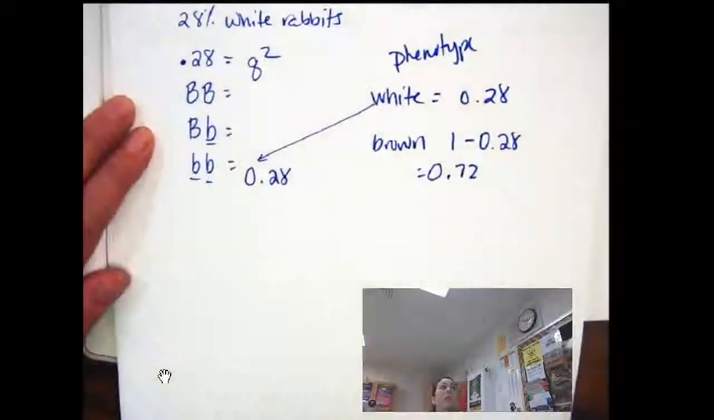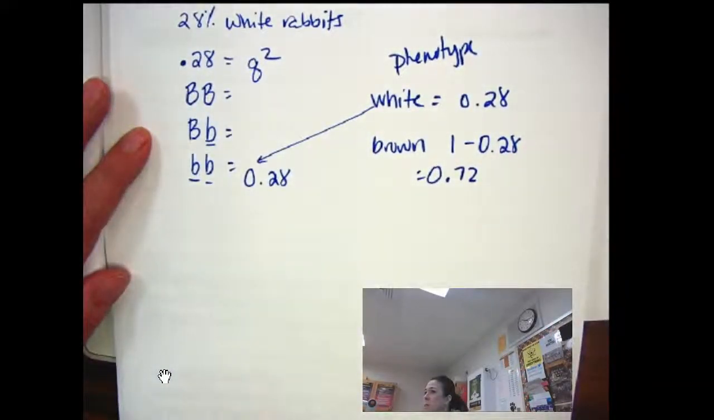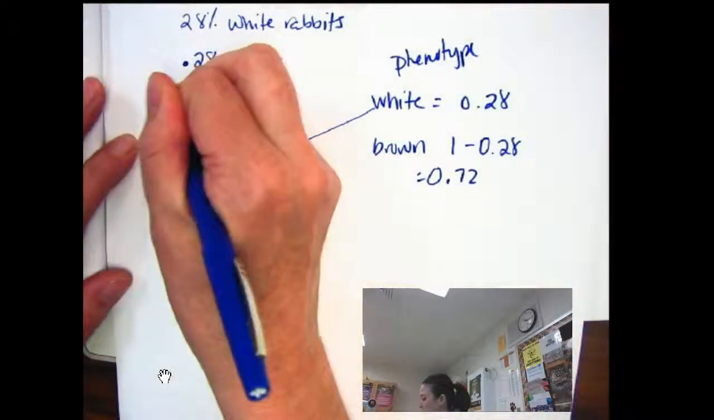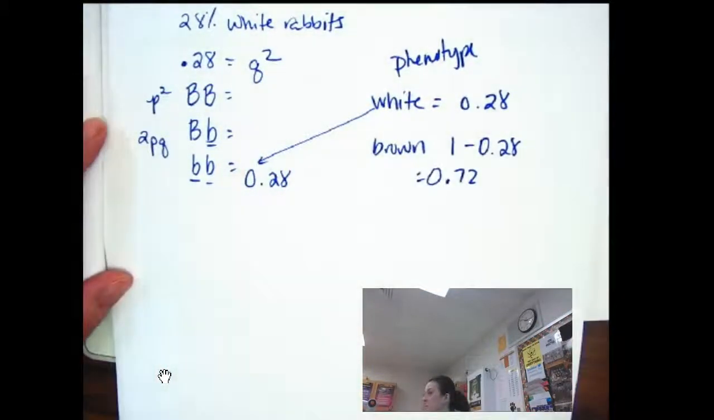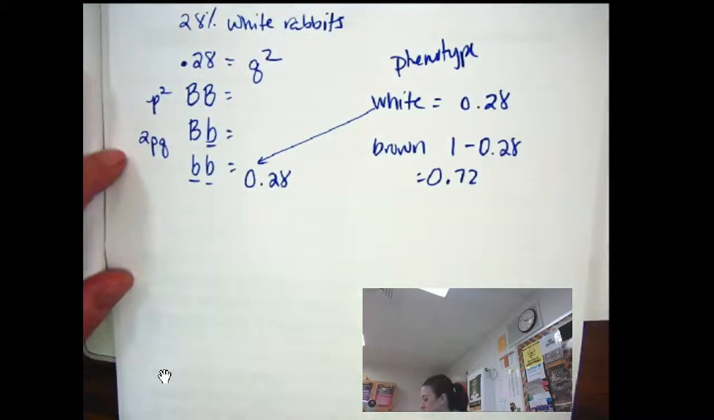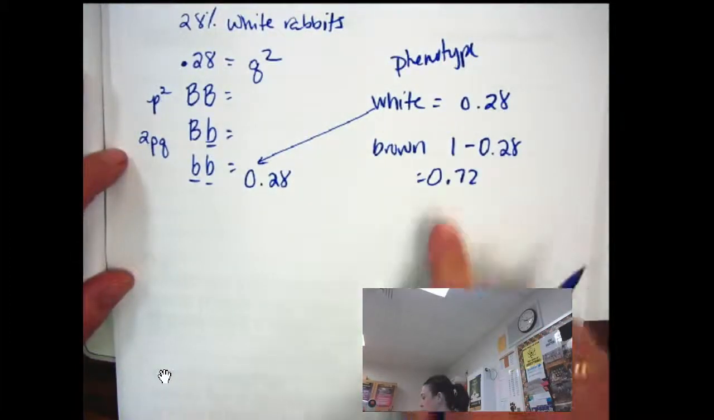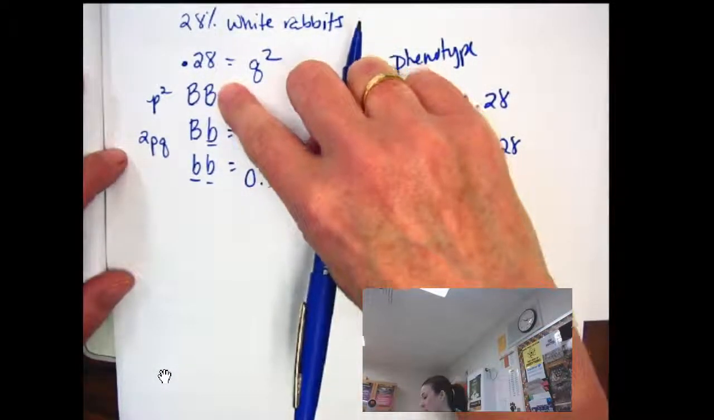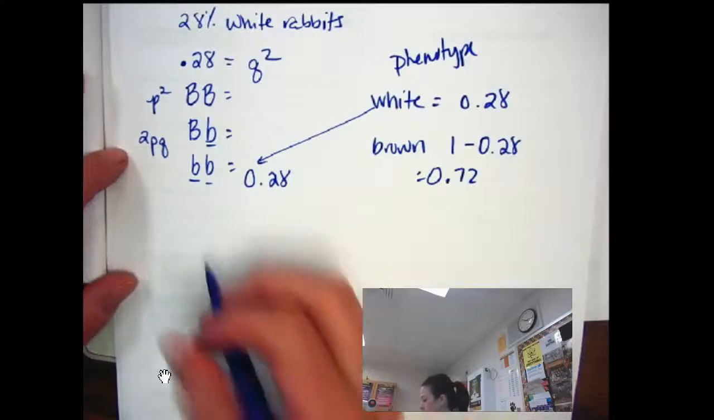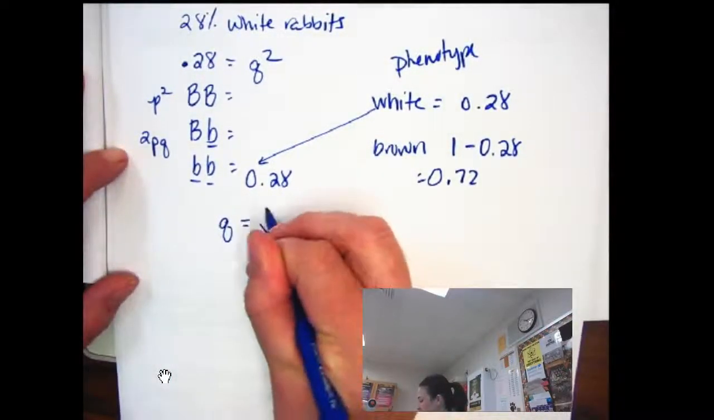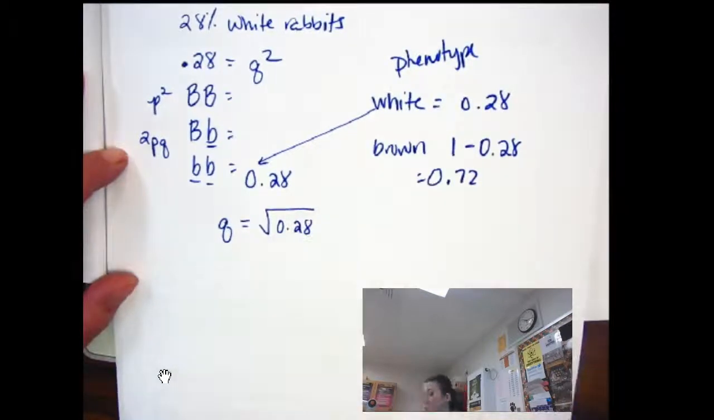So what's my strategy for the next two? Remember, this is P squared, this is 2PQ, and they gave us Q squared. Can we just subtract from 1? No, because brown could be homozygous dominant or it could be heterozygous, and I don't know how they're distributed. Okay, so we'll do that.